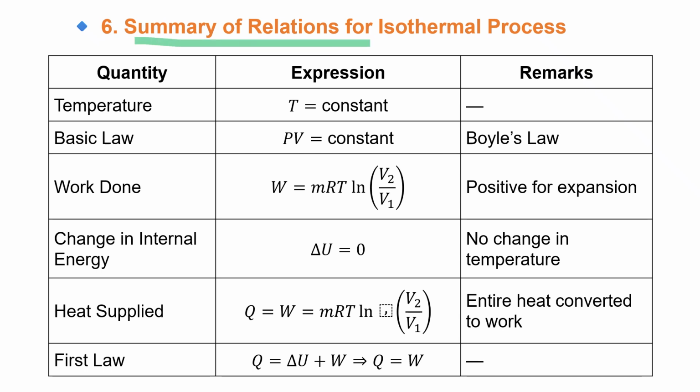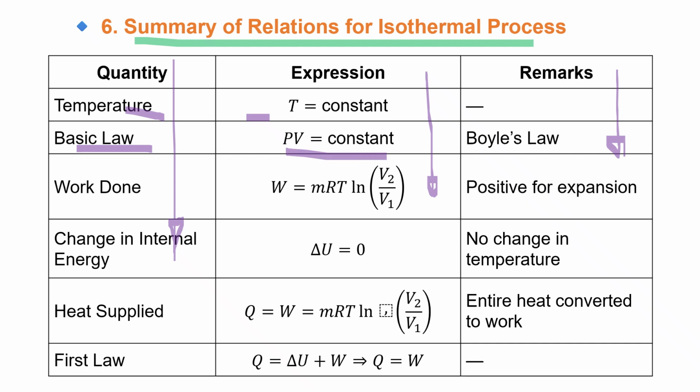So now we have to talk about the summary for the different relations. Here you can see different quantities, their expressions, and in the last column we will observe remarks. So for the isothermal process, temperature remains constant. Basic law, that is PV equals MRT, that is PV is equal to constant, that is Boyle's law. Work done, W, equals MRT ln V2 by V1, that is positive for expansion. Change in internal energy is 0. Heat supplied Q equals W, and that is equal to MRT ln V2 by V1.